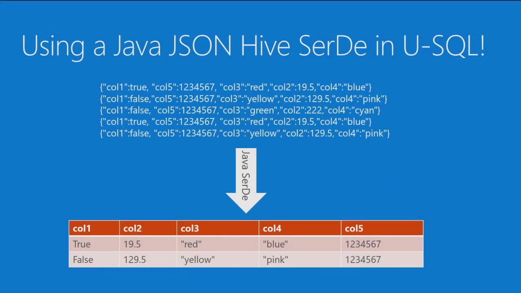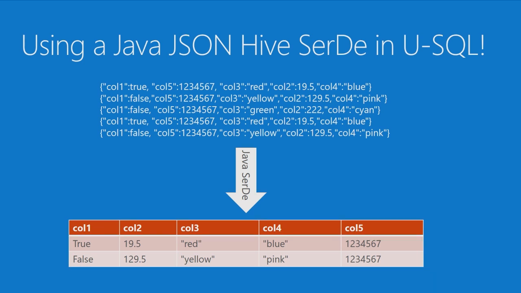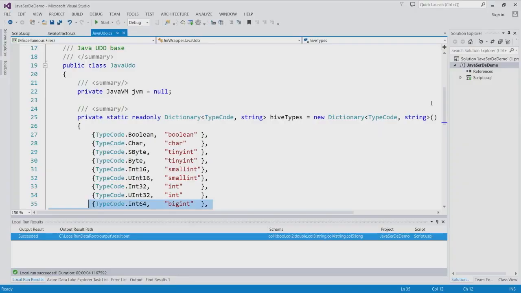Now let's take a look at another example. This example is not available right now for you to download, but I will make some comments about that later. This is showing you how I can use a Java JSON SerDe that was written for Hive and executed in U-SQL. What I do here is I have a file that contains a bunch of JSON messages, and I want to parse them using that Java SerDe into this row set down here. So let's go and take a look at this as well.